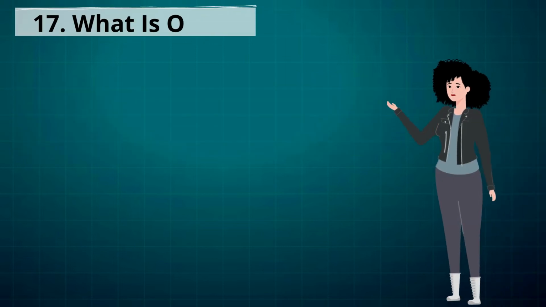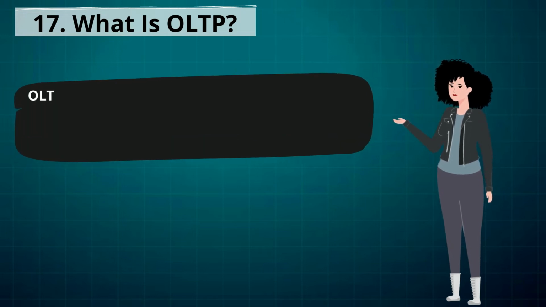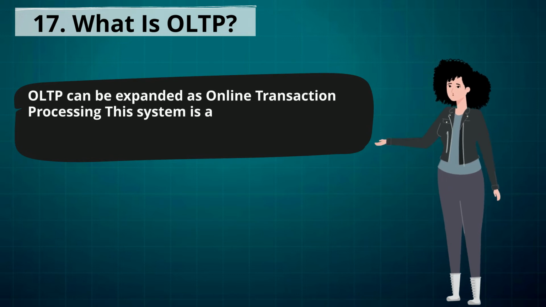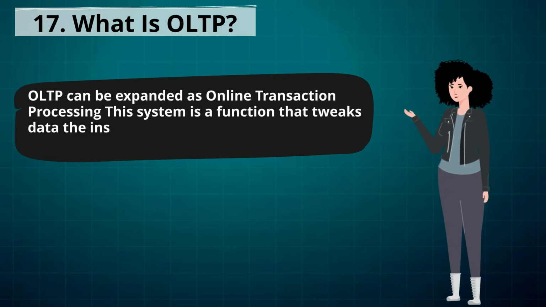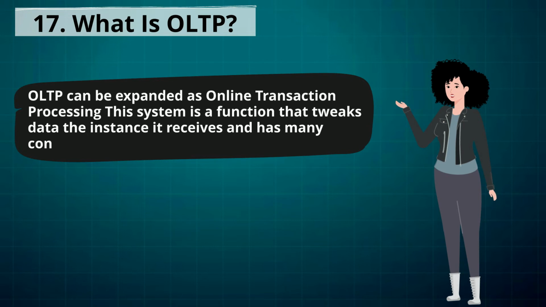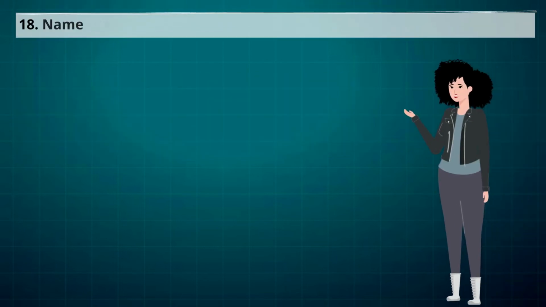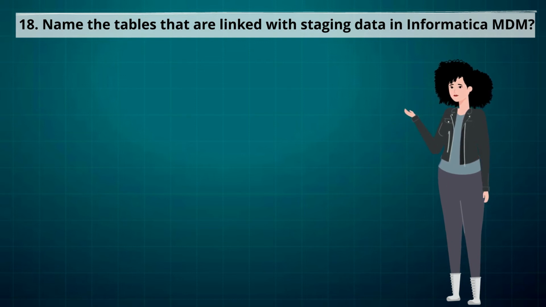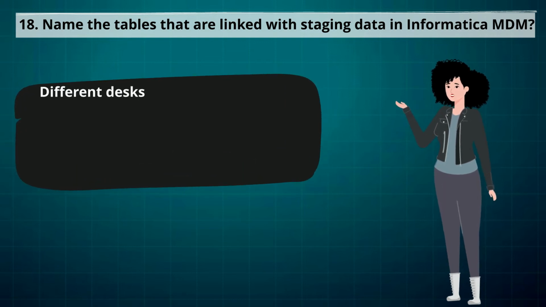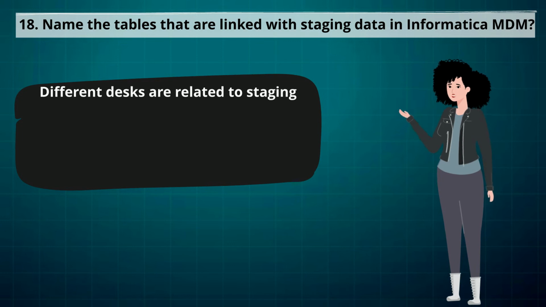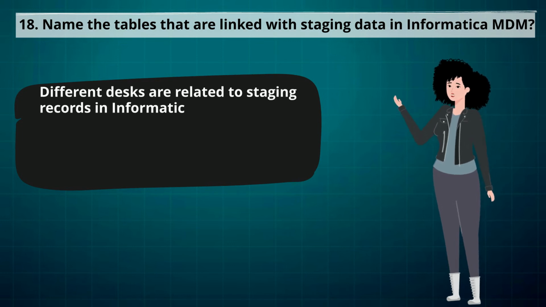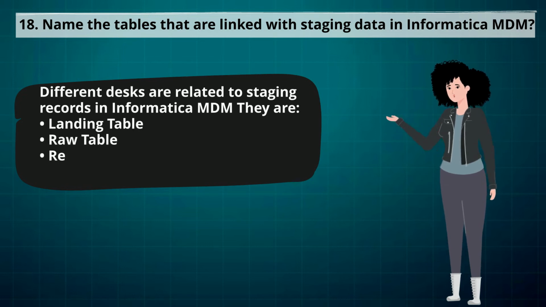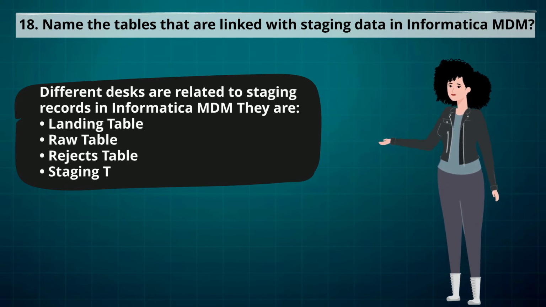17. What is OLTP? OLTP can be expanded as online transaction processing. This system is a function that tweaks data the instant it receives it and has many concurrent users. 18. Name the tables that are linked with staging data in Informatica MDM. Different tables are related to staging records in Informatica MDM. They are: landing table, raw table, rejects table, staging table.